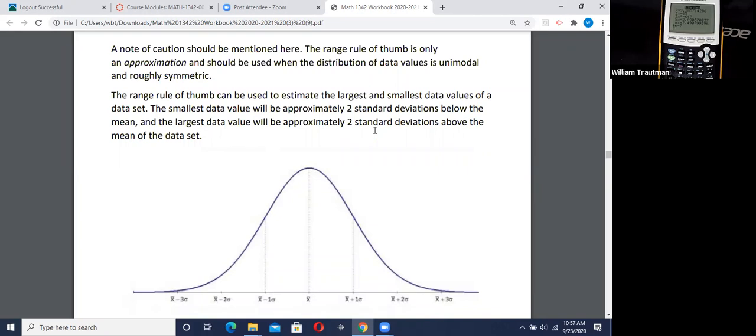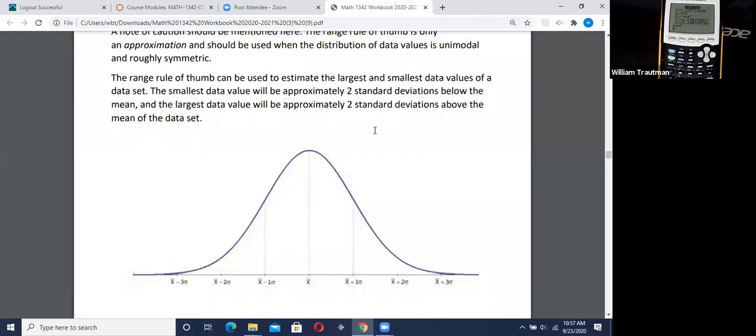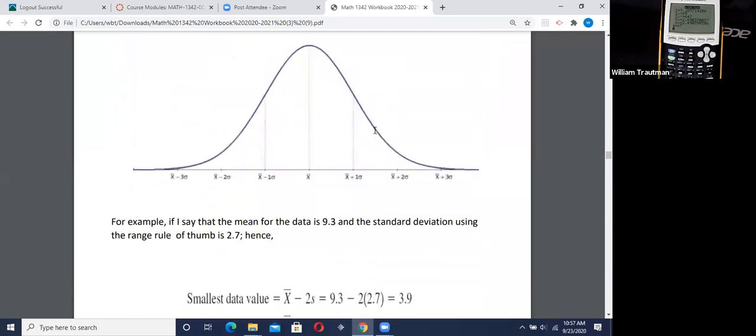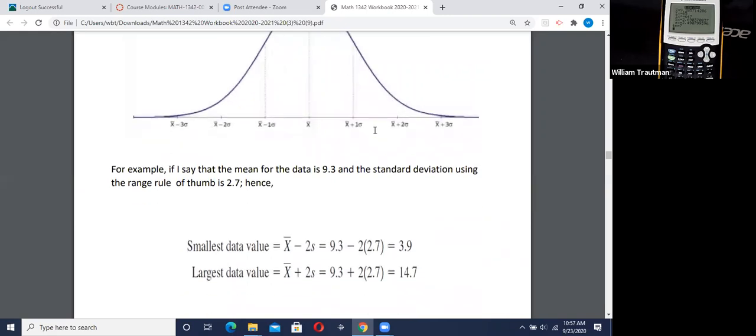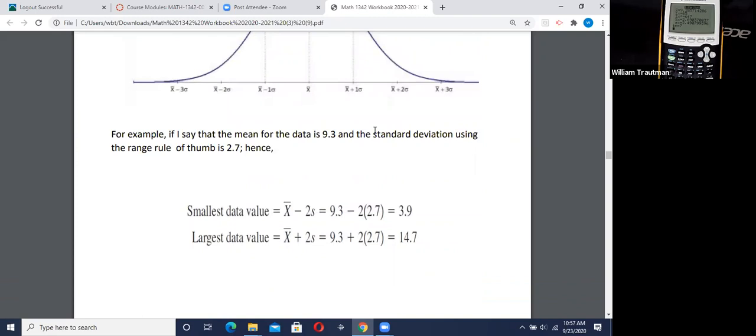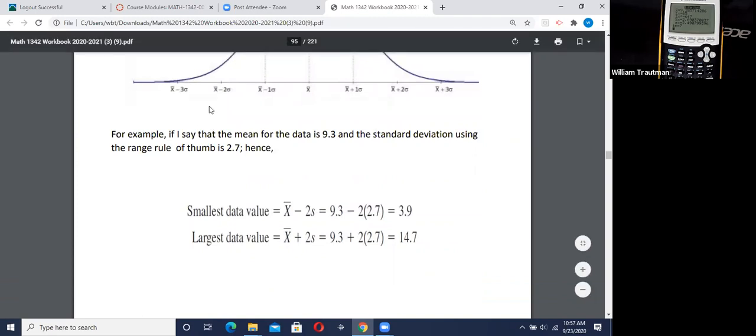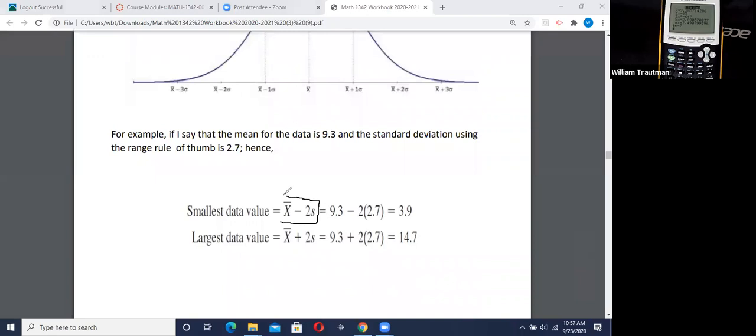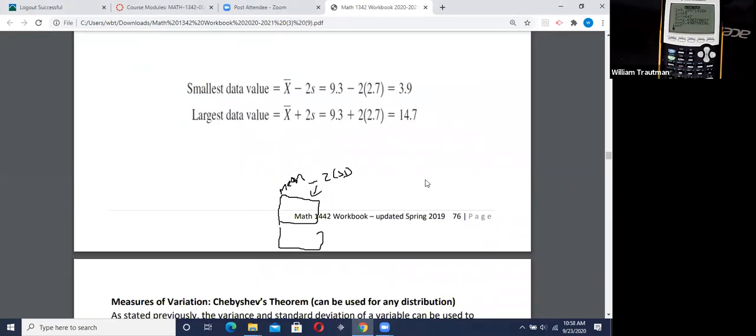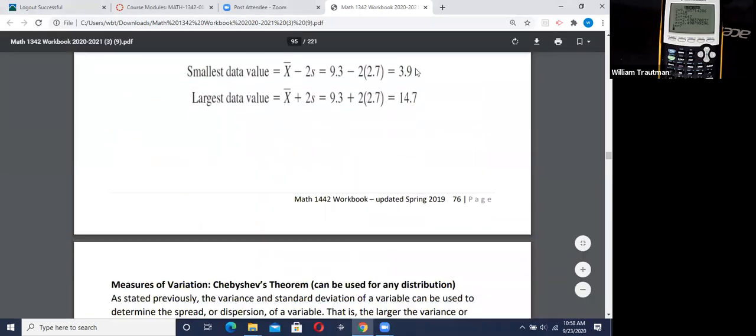The range rule of thumb can be used to estimate the largest and smallest data values. It just tells you that you can use the range rule of thumb as an approximation. There's a formula that we're going to look at later on, I think in 3.3. This is the mean, the average, minus 2 times the standard deviation. So get used to looking at those symbols and saying, oh, this is what it is.